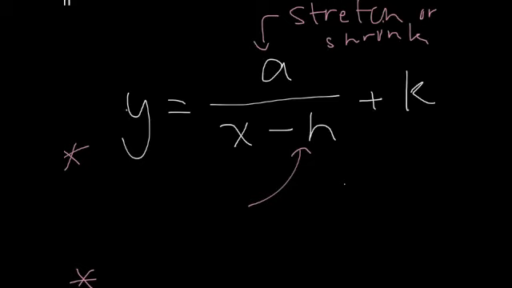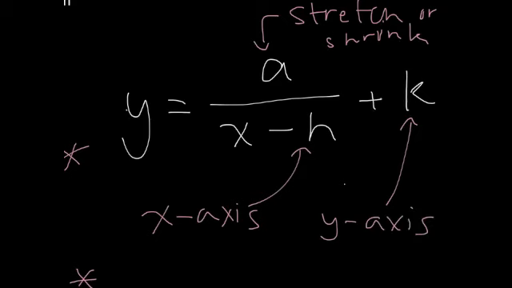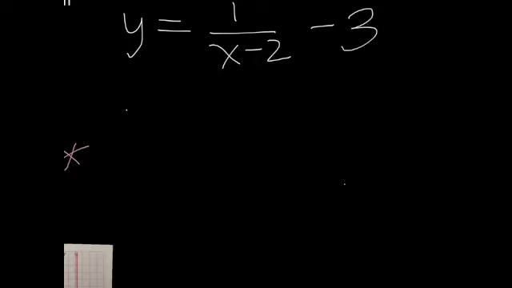h will move the graph along the x-axis, and k will move the graph along the y-axis. Now you can pause this video and copy this down. Now in order to fully comprehend this equation, let's use an example. So let's start off with y equals 1 over x minus 2 minus 3. And let's look at the different translations and changes this graph is going to go through.